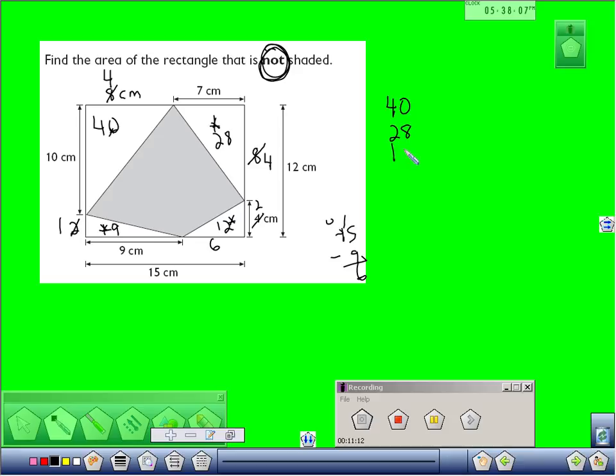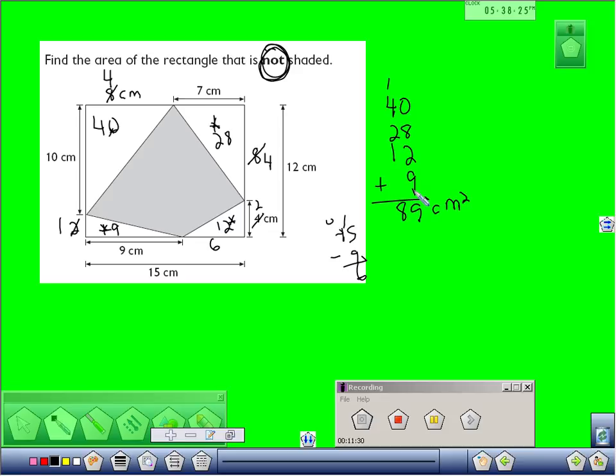Now we put the 12 here, and we put the 9 right here, and we can add these up. 8 and 2 is 10. 10 plus 9, 19. Carry the 1. 4, 5, 6, 7, 8. 89, and they said centimeters, so we're centimeters squared.